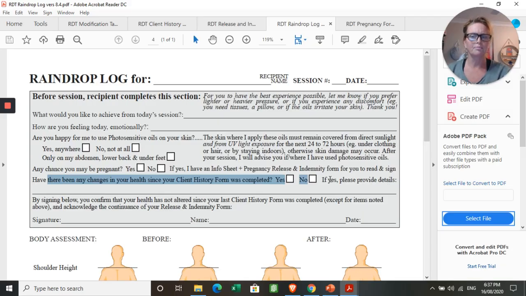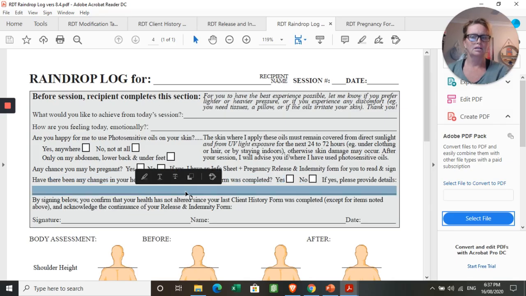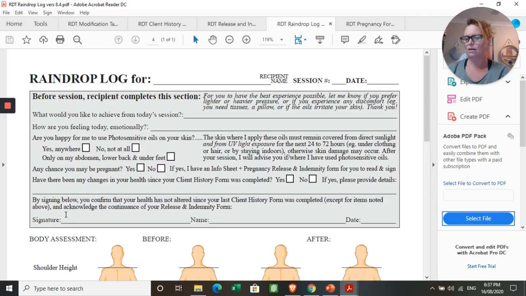So if yes, we want to see the details written down below here, okay, in this nice long line. Now, if you need an extra piece of paper, that's fine, but if you need an extra piece of paper, it means that they've had significant changes, and it's probably worthwhile doing an extra client history form for them, just to see what those changes are now reflecting. All right, now, the other thing is I want to see the recipient signing in the bottom of the grey box here, name and date.